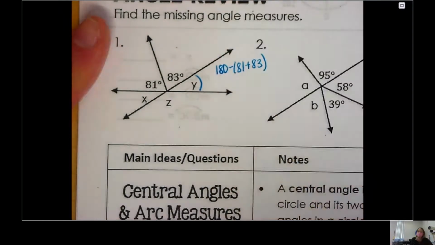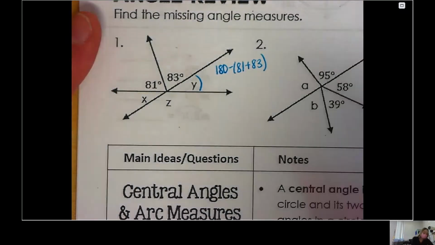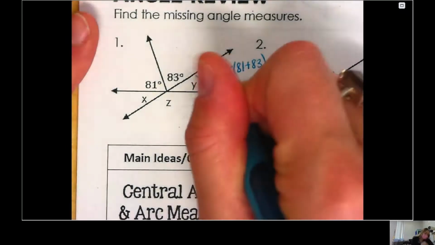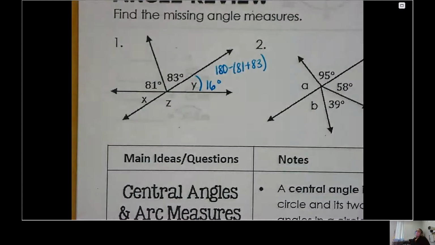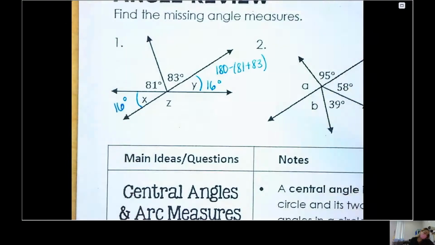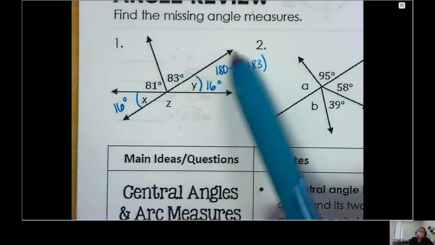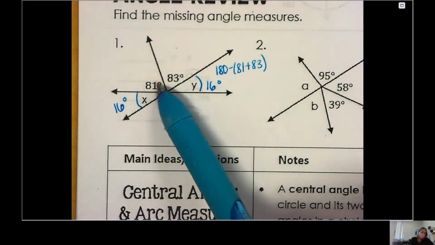All right, so hopefully that kind of brings back some memories there. So she got angle Y is 16 degrees. Now without doing any math, you should be able to figure out what angle X is. What is angle X? It's also 16 degrees. Why? There's another straight line right over here. So again, 83 plus 81, and then subtract from 180. You should get this one.